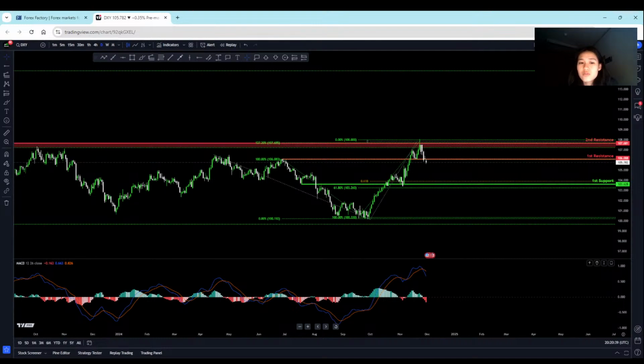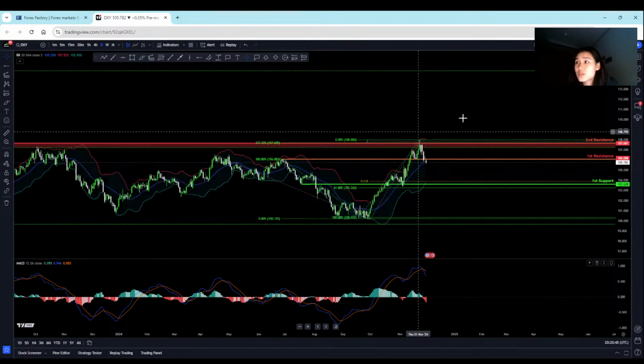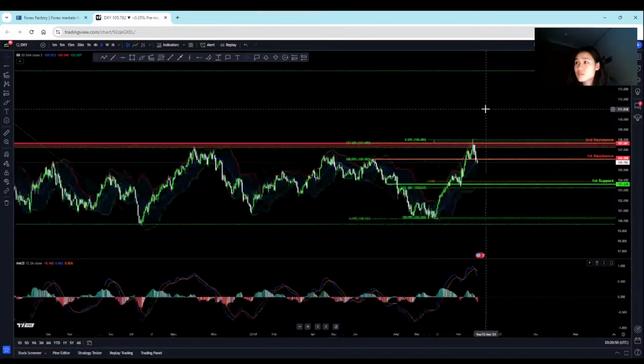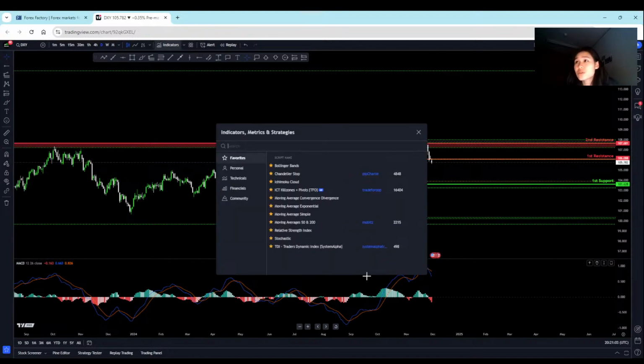And if we look at, let's maybe look at Bollinger Bands. Okay, it's not really telling us much, even though prices are moving below that middle blue line. But it's not really showing a very strong bearish momentum, so I'm not going to use that as well.